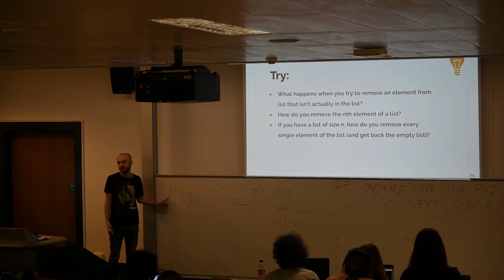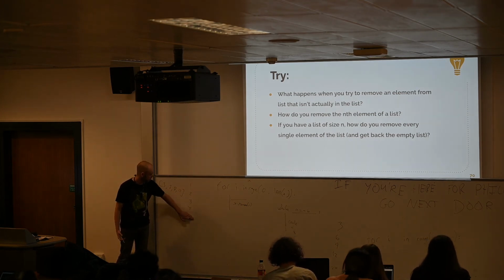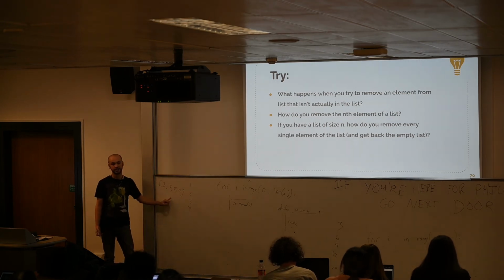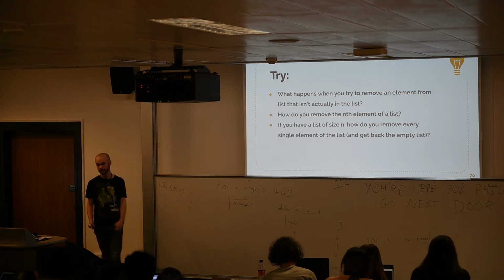Oh, it's not there. I won't do anything. What's the first occurrence of 2? It's not there. I won't do anything. So when it gets to 3, it will remove 3. And then when it gets to 4, it won't do anything. And what you're going to be left with is 7, 8, 12, and not the empty list that you wanted.